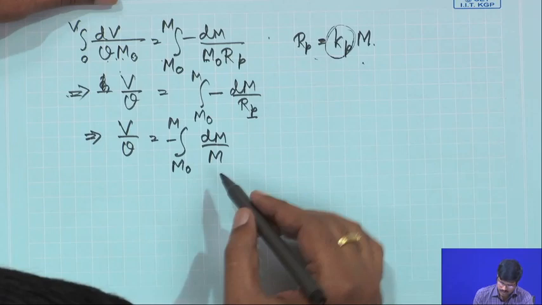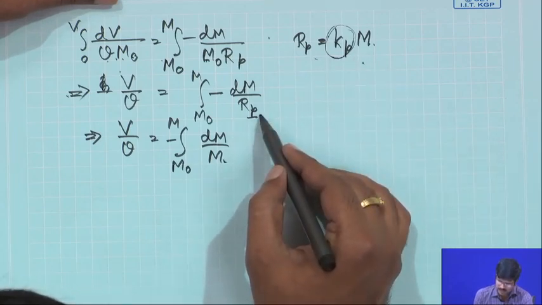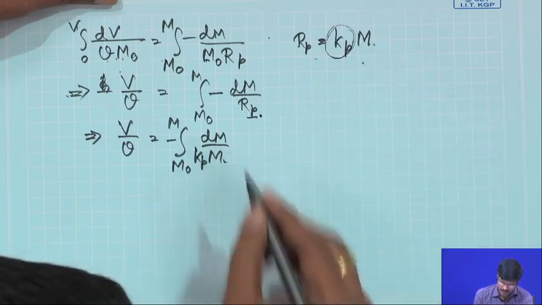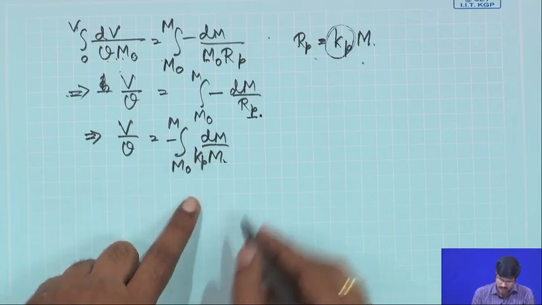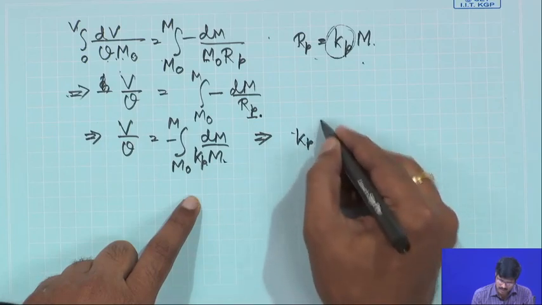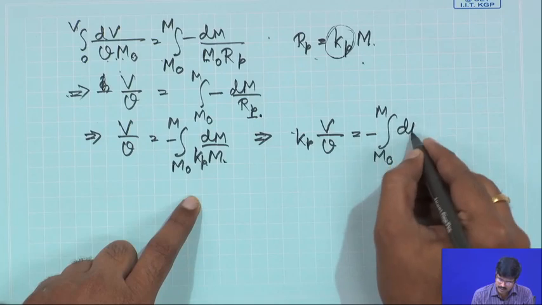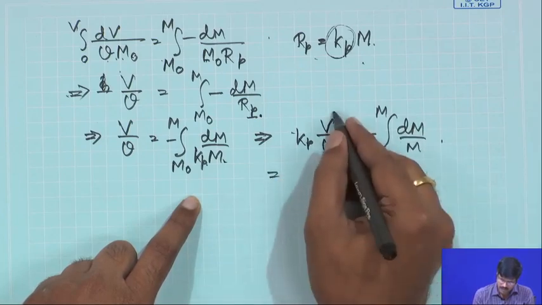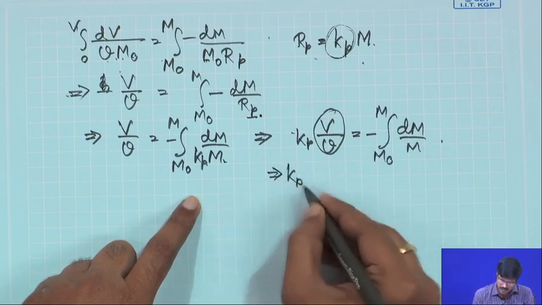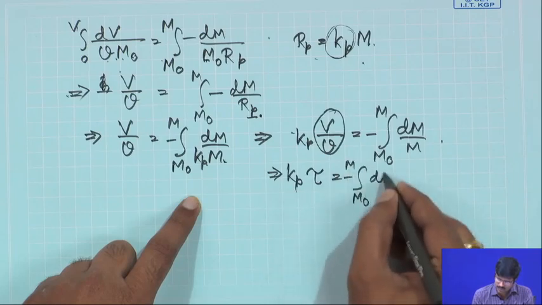So, if we put that value here, Rp is replaced by Kp into m. If you take the Kp out of the equation, that will be Kp into capital V by small v equals minus integral m0 to m dm by m. This is your residence time, capital V by small v. So, it will be Kp into tau equals minus integral m0 to m dm by m.